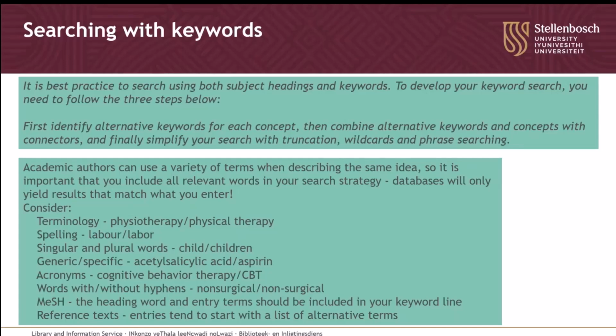To develop your keyword search, you need to follow a 3-step process. First, you identify your keywords. Then you combine the alternative keywords with your connectors, like the Boolean operators, which I'm going to talk about now. And then you simplify your search with truncation or wildcards and phrases. Here is where your faculty librarian is also going to come in, to help you with these truncations, wildcards, and phrase searches. If we look at the bottom of the screen, you'll see some of the terminology that's being used.